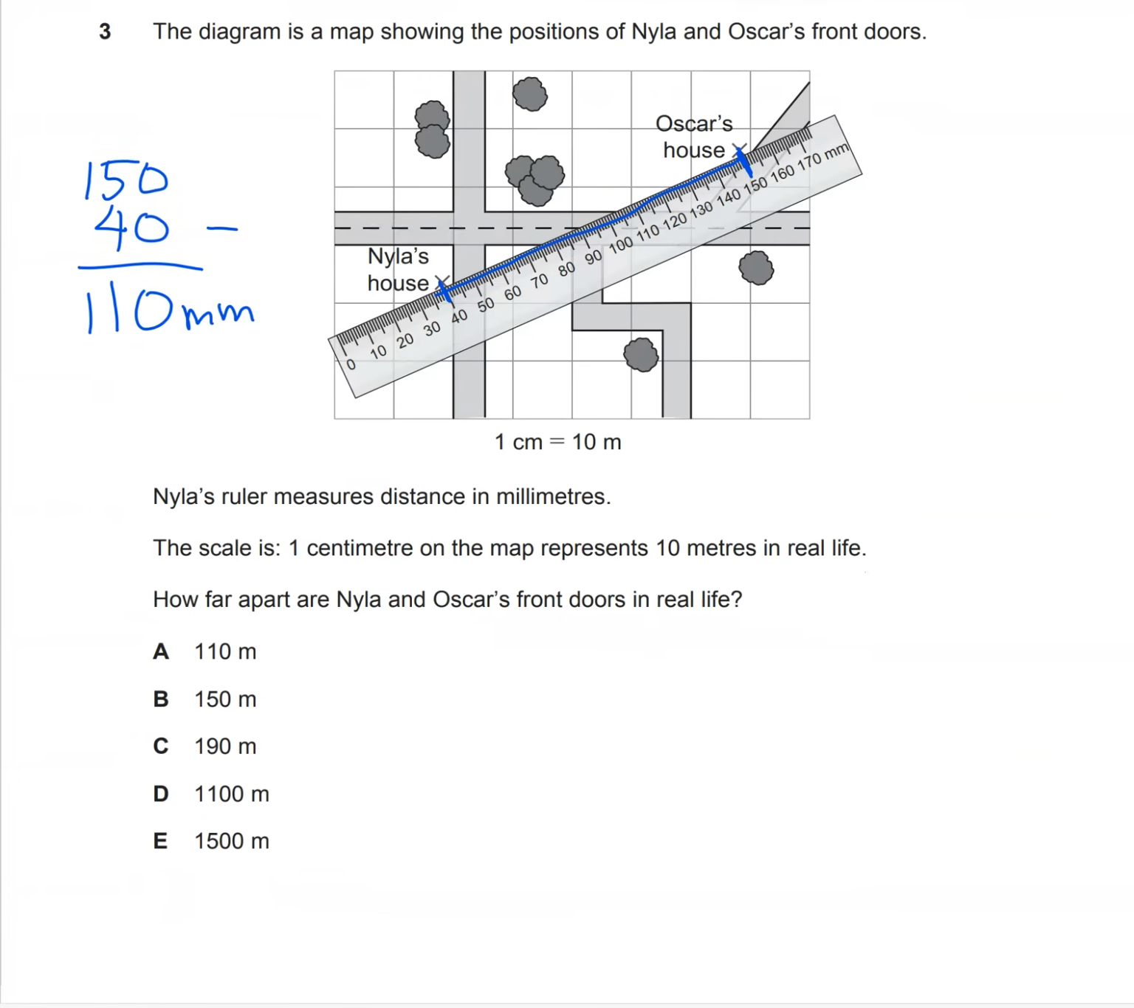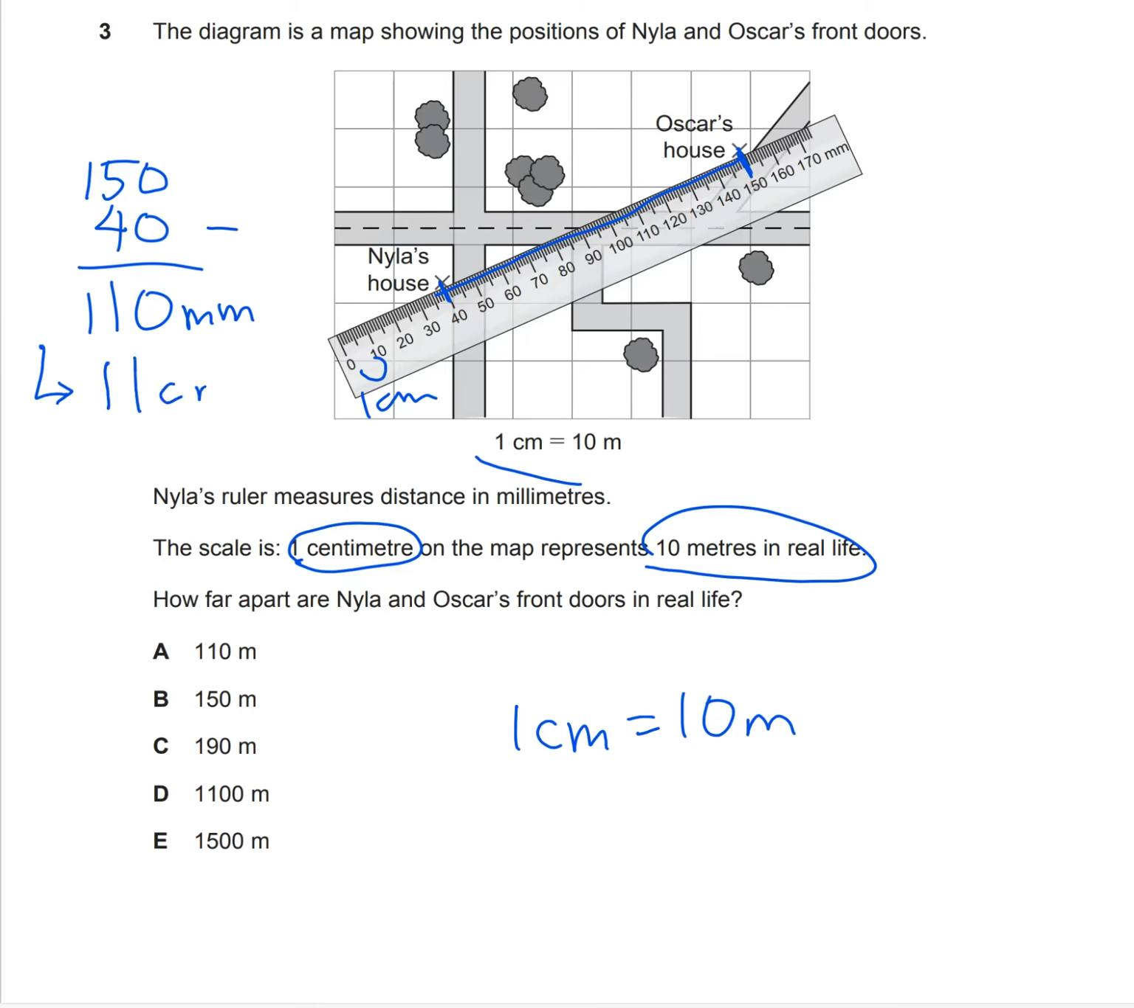Now the question is telling us that 1 centimeter is 10 meters in real life. What is this in terms of centimeters? Well, 10 millimeters in a ruler is equal to 1 centimeter. So 110 millimeters will be the same as 11 centimeters, and we do that by removing a 0. So if 1 centimeter is 10 meters, 11 centimeters must be 110 meters in real life, which is option A.